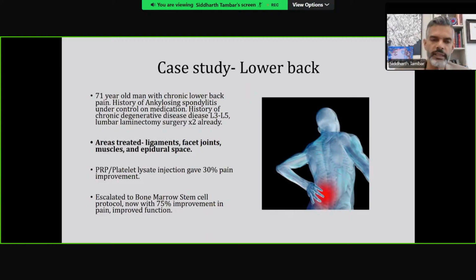What's nice about this case is to understand that you can have inflammatory arthritis, you can also have degenerative arthritis, and treating the degenerative part, even after the inflammation part's been controlled, can be very helpful. And seeing how platelets can work and seeing how bone marrow, which is stronger, can work even better.